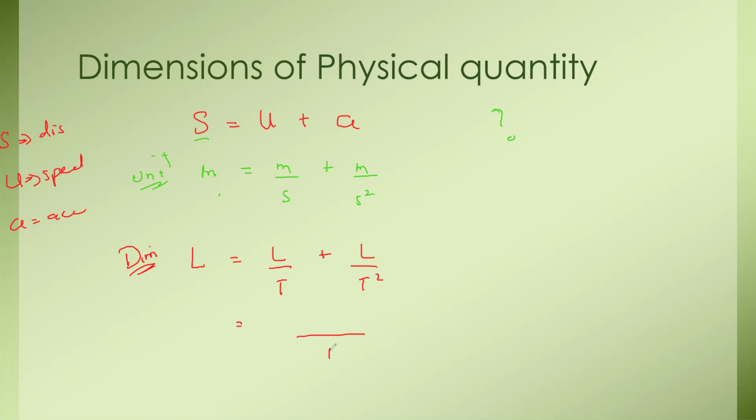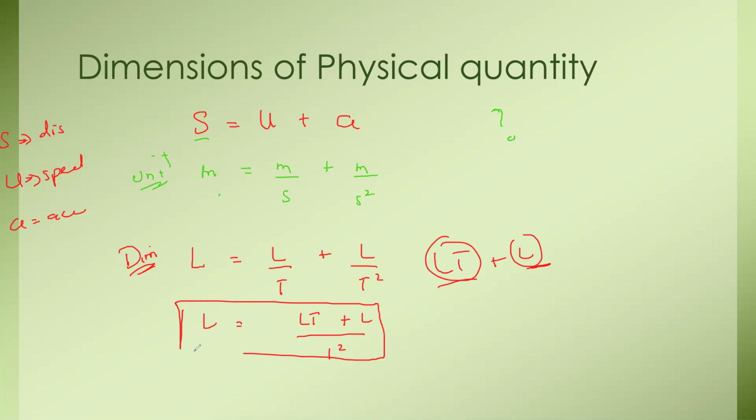So the T square will be the LCM. So this will become LT plus L. And this LT plus L cannot be solved further. Why? Because LT is having a different dimension, L is having a different dimension. So even from the beginning, the units are not the same, as well as the right hand side and the left hand side dimensions are not the same. So this equation is not dimensionally correct.